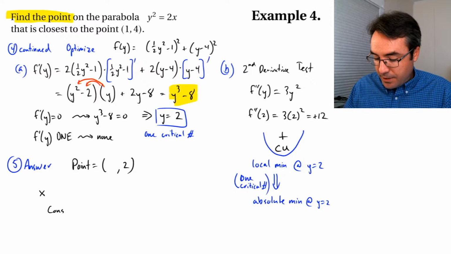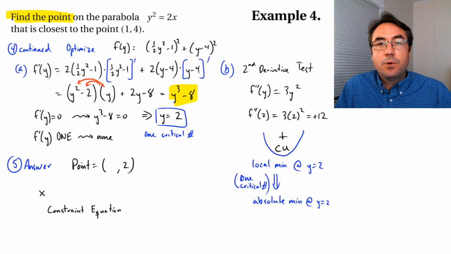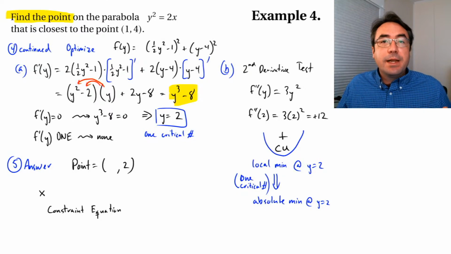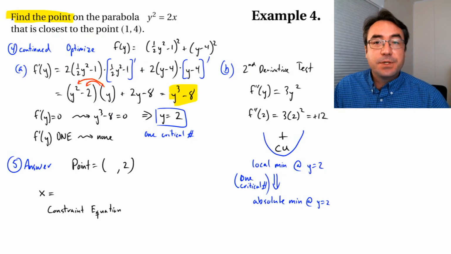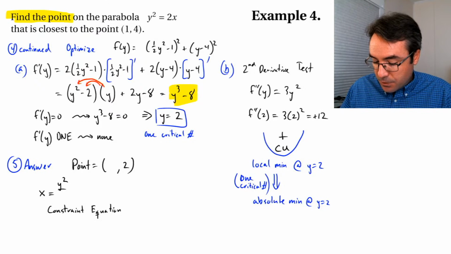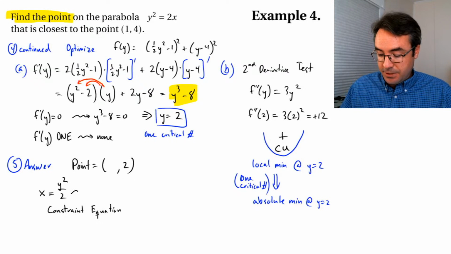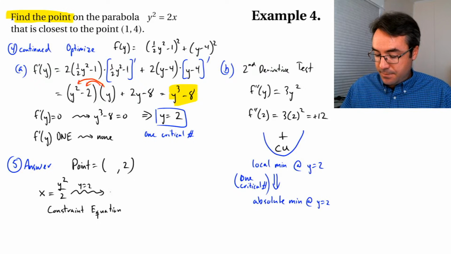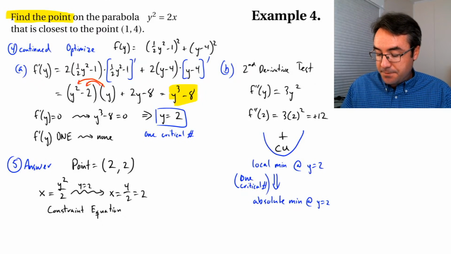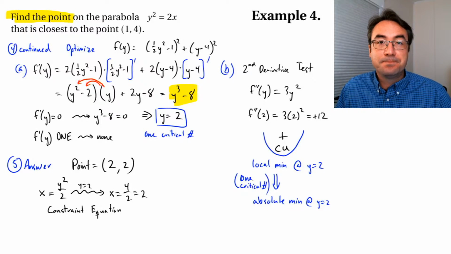And this is where our constraint equation comes back into play. So we know our constraint equation is that y squared equals 2x. We already kind of solved in some respect. We solved the constraint equation for x. So we knew that x was equal to y squared over 2. So let's just plug our y value into that. And we get x is equal to 4 over 2, or just 2. So the actual point is (2, 2).